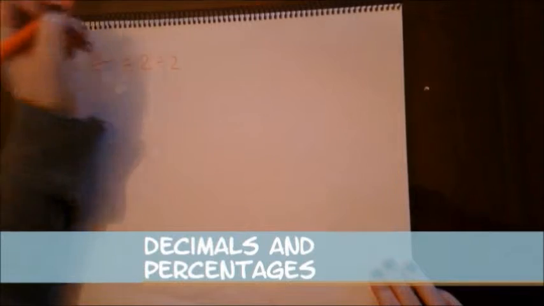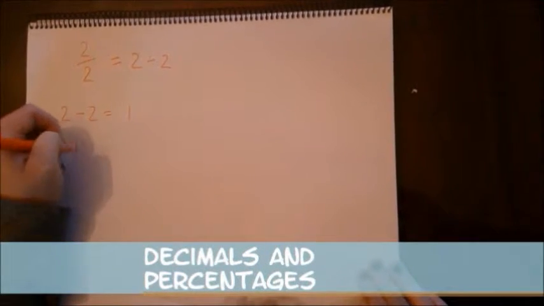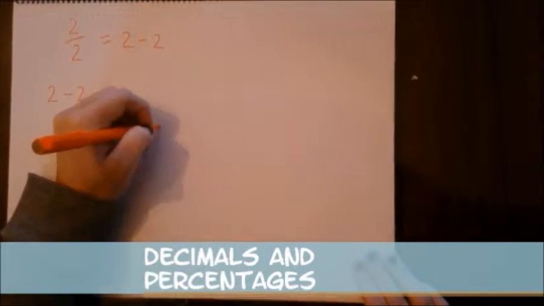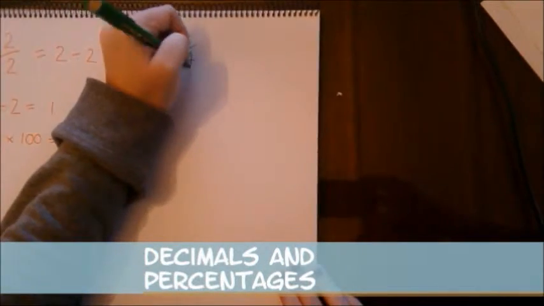The students will then turn their fraction into a decimal and percentage. To do this, they first divide the numerator by the denominator. This gives them the decimal value of their fraction. They then multiply the decimal value by 100 to get their percentage.